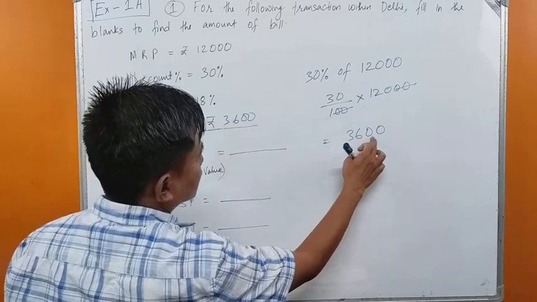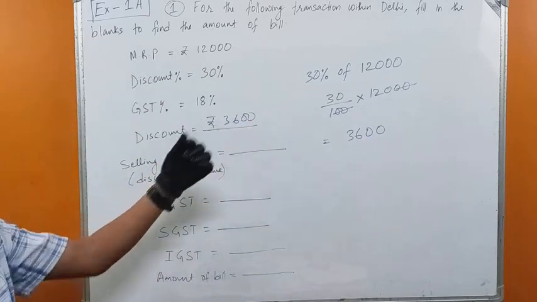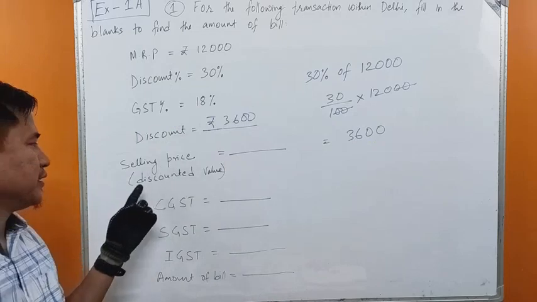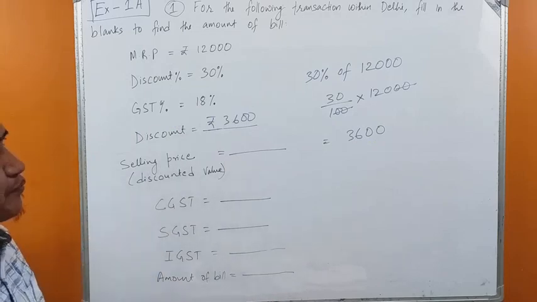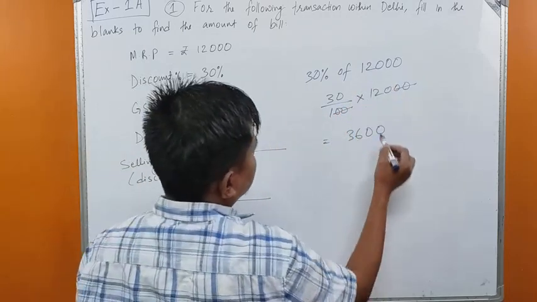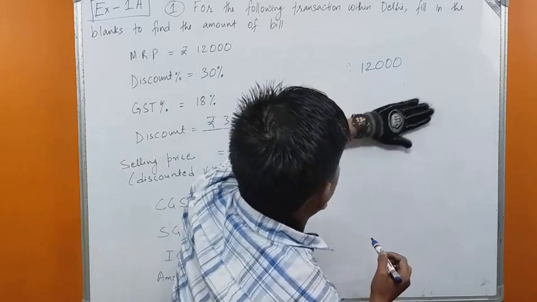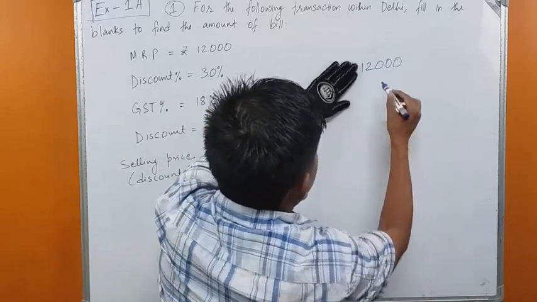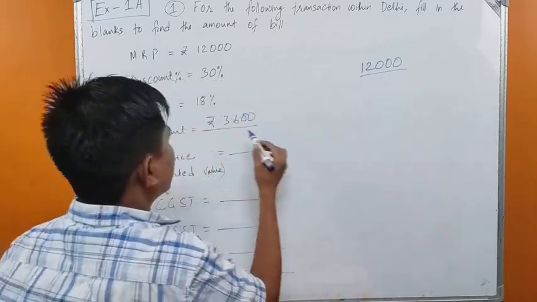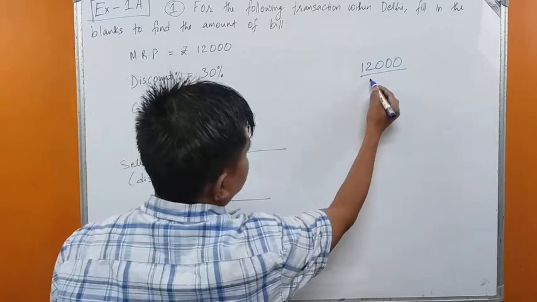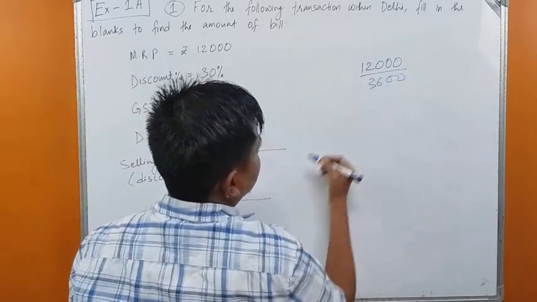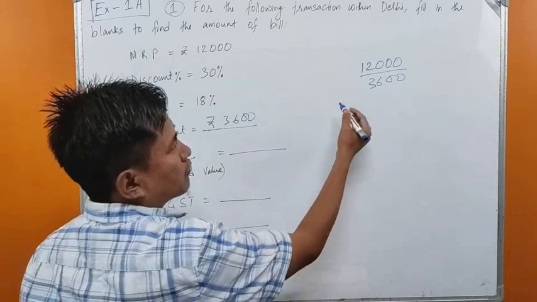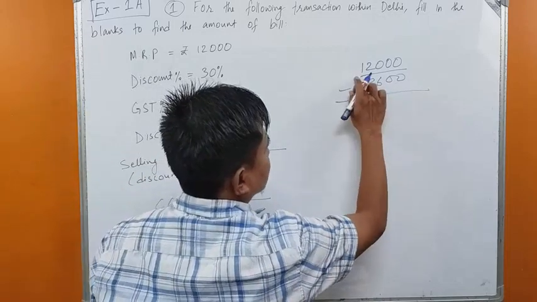3,600. This is the amount of discount. Selling price or the discounted value. Total MRP was rupees 12,000, isn't it? Total MRP was rupees 12,000 and the amount of discount given is 3,600. So what will be the selling price?